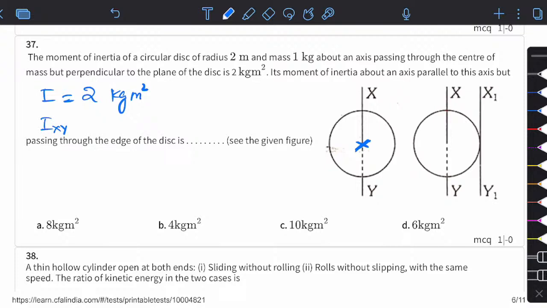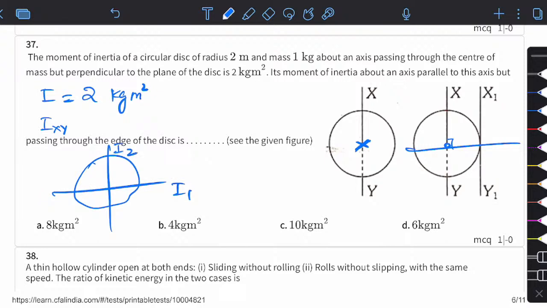How do you do that? You use the perpendicular axis theorem. So consider another axis through the center. You have two axes perpendicular to each other lying on a plane, and you know the moment of inertia about the other axis. The perpendicular axis theorem tells you that if you have any planar shape and you have the moment of inertia about two perpendicular axes, then you can find the moment of inertia about an axis perpendicular to both of these by just adding the two moments of inertia.